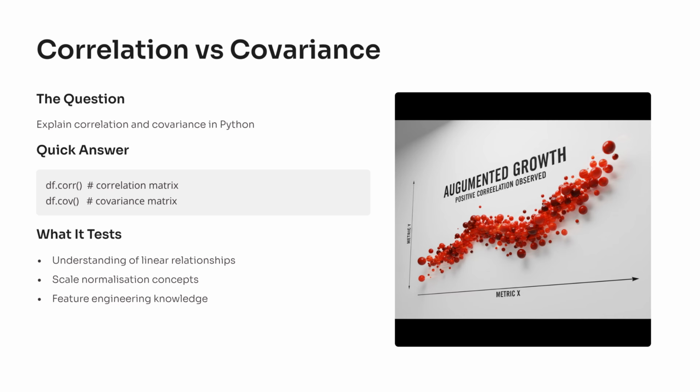Here's the quick way to remember it. You calculate correlation using Pandas' built-in correlation function and covariance using the covariance function. Now let's make sense of what they mean.